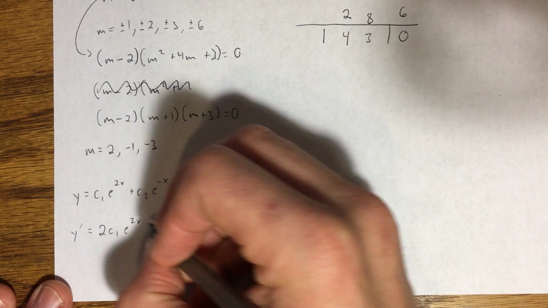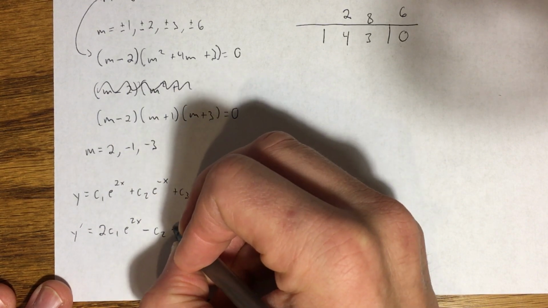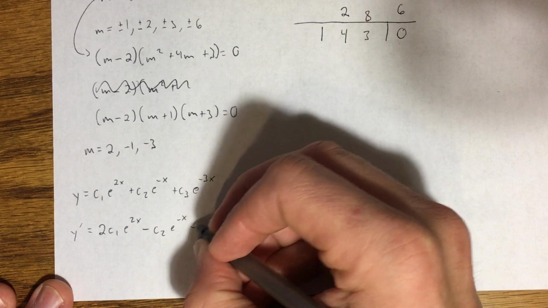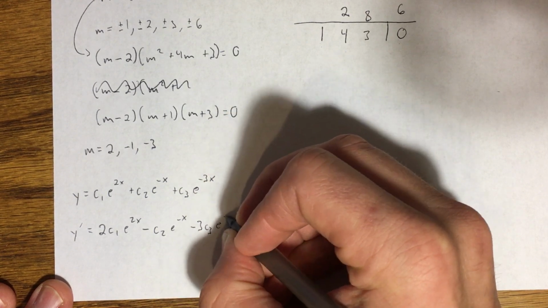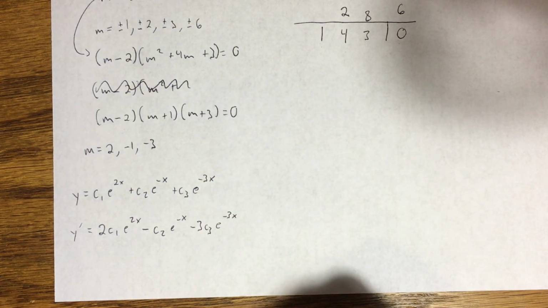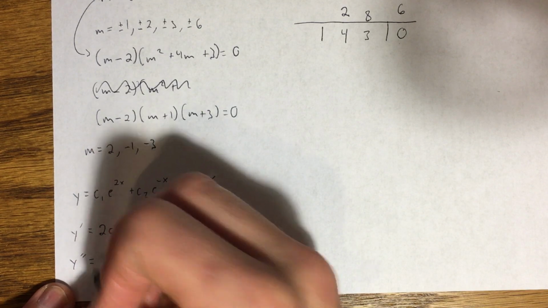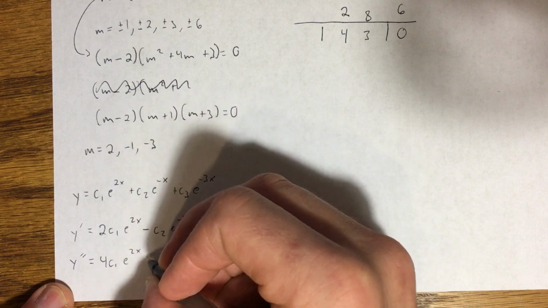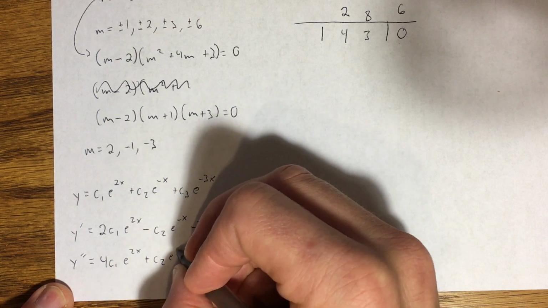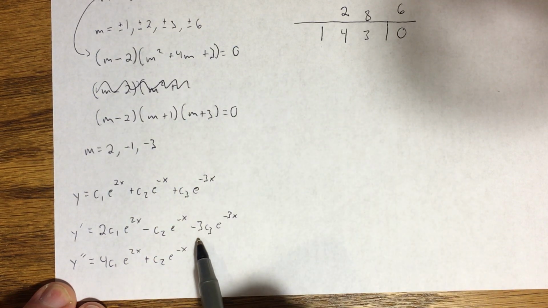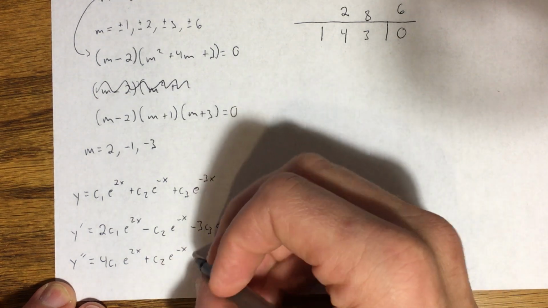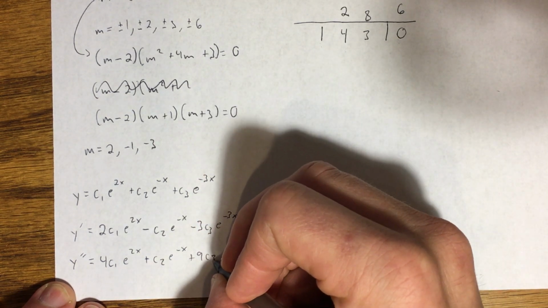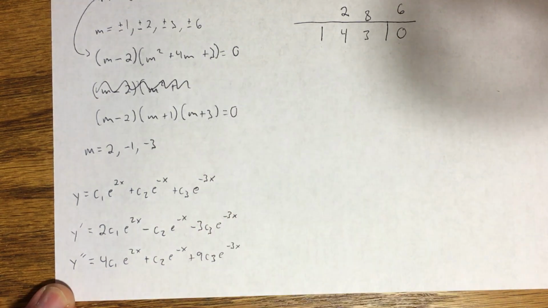2c1 e to the 2x minus c2 e to the negative x minus 3c3 e to the negative 3x. And then what about y double prime? Y double prime is equal to 4c1 e to the 2x plus c2 e to the negative x plus 9c3 e to the negative 3x.